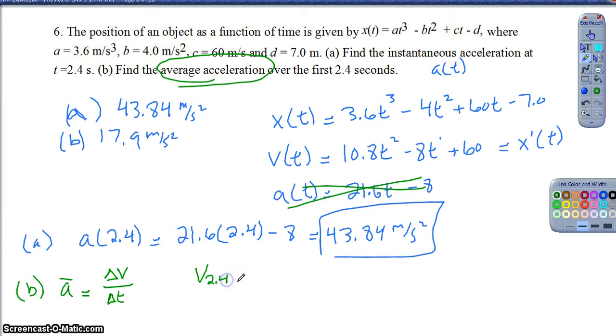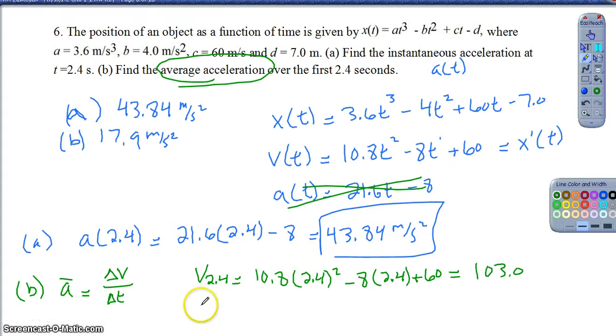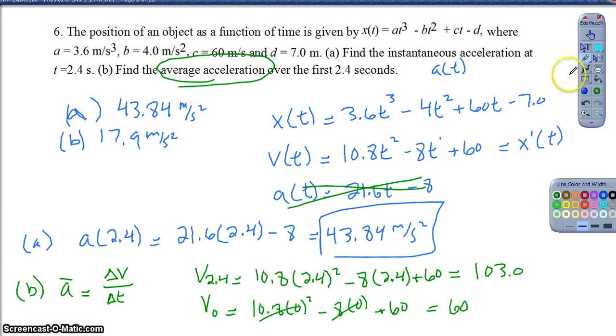So the velocity at 2.4 seconds, I'm just plugging in 2.4, so I do 10.8 times 2.4 squared minus 8 times 2.4 plus 60, and my velocity at 2.4 seconds, I calculated that to be 103.0. Okay, so my velocity at 2.4 seconds is 103. Do the same thing for the velocity at 0, and keep in mind it is not 0 in this case. So I plug in 10.8 times 0 squared minus 8 times 0 plus 60. Those two obviously cancel out, but I still do have 60 meters per second.